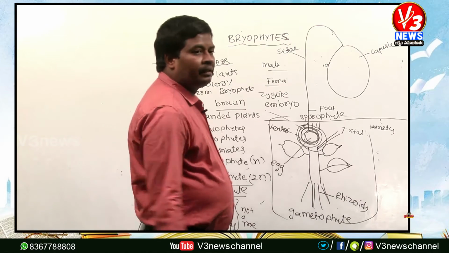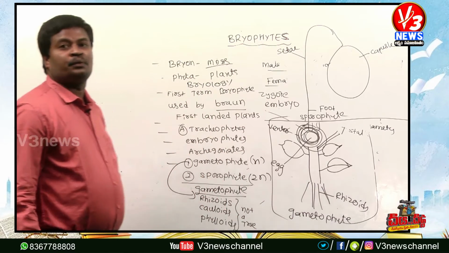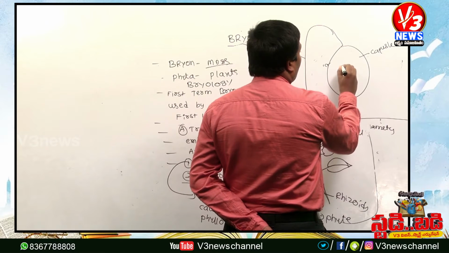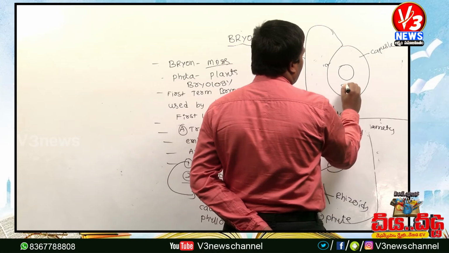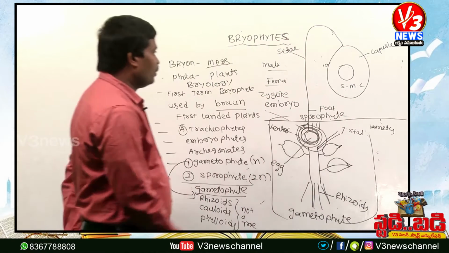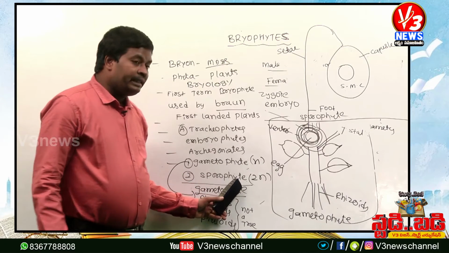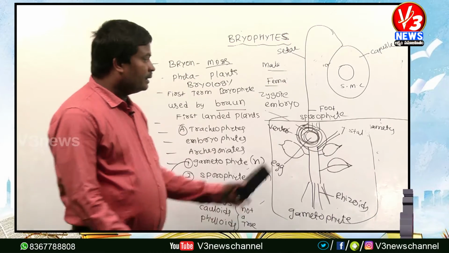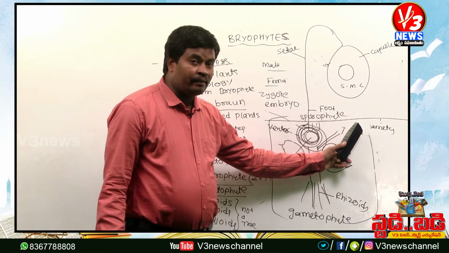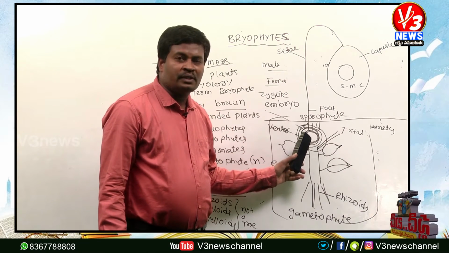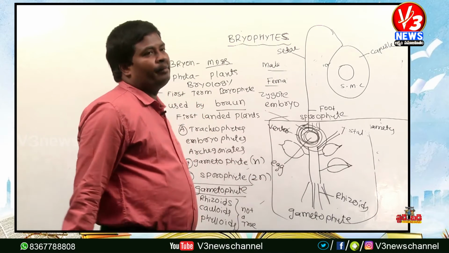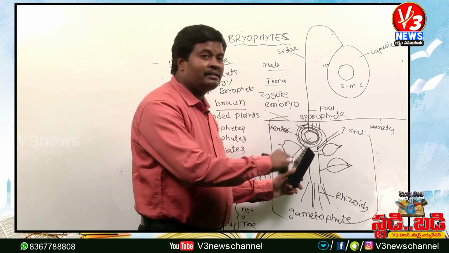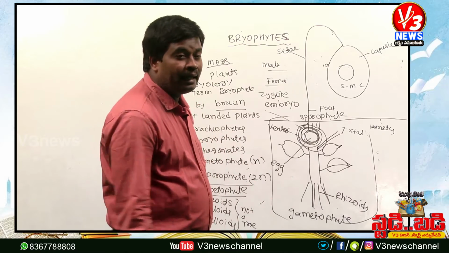But what is the function of the sporophyte? The sporophyte produces spores. In the capsule, spore mother cells are produced. Just now I told you the sporophyte is always diploid. But how is it diploid? The antheridium produces male gametes and the archegonium produces female gametes. Male and female gametes are haploid. Haploid gametes produce the zygote. The zygote is diploid, and the diploid zygote produces a diploid embryo.